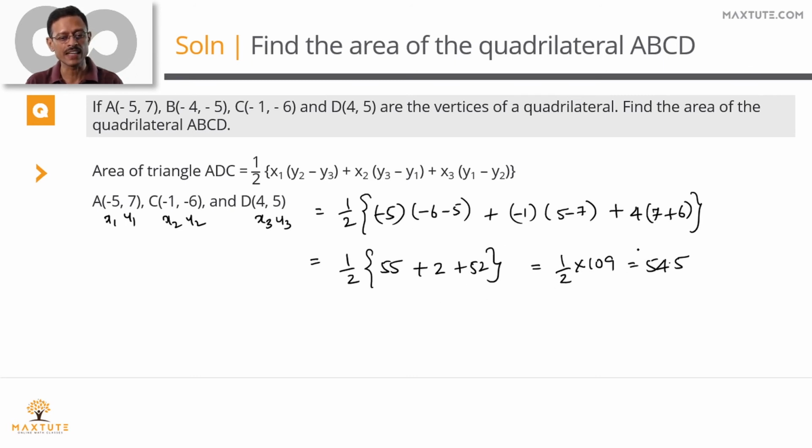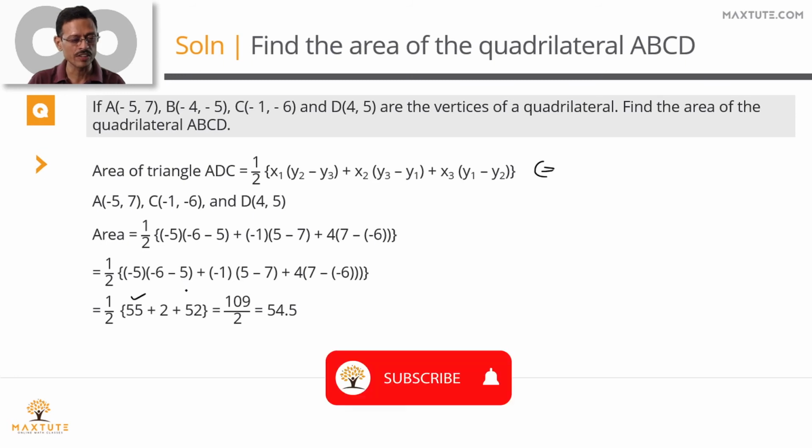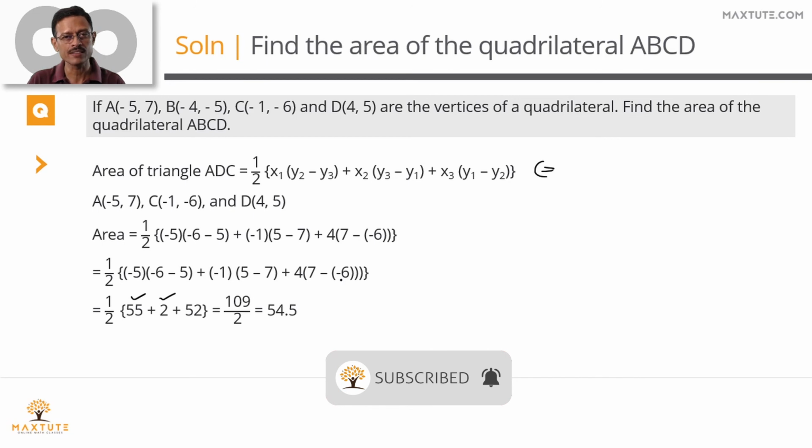Quickly summarize this part of the calculation also in a printed form. So basically we plugged in the values of x1, y1, x2, y2, x3, y3 in this formula to end up with something like this. Minus 5 into minus 11, which is a plus 55. Minus 1 into minus 2, which is a plus 2. 7 minus of minus 6 is a plus 13 into 4, which is equal to 52. These terms add up to 109 by 2, which is equal to 54.5.